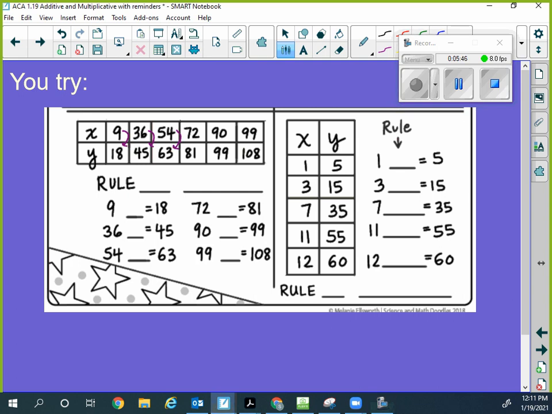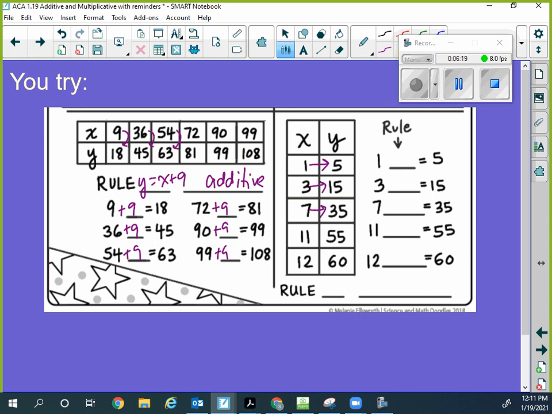Okay, on the first one, what did you guys get? That it was adding 9. So then, oops, I should have written not plus 9 right there. I should have written y equals x plus 9. And then is it multiplicative or additive? Additive, very good.